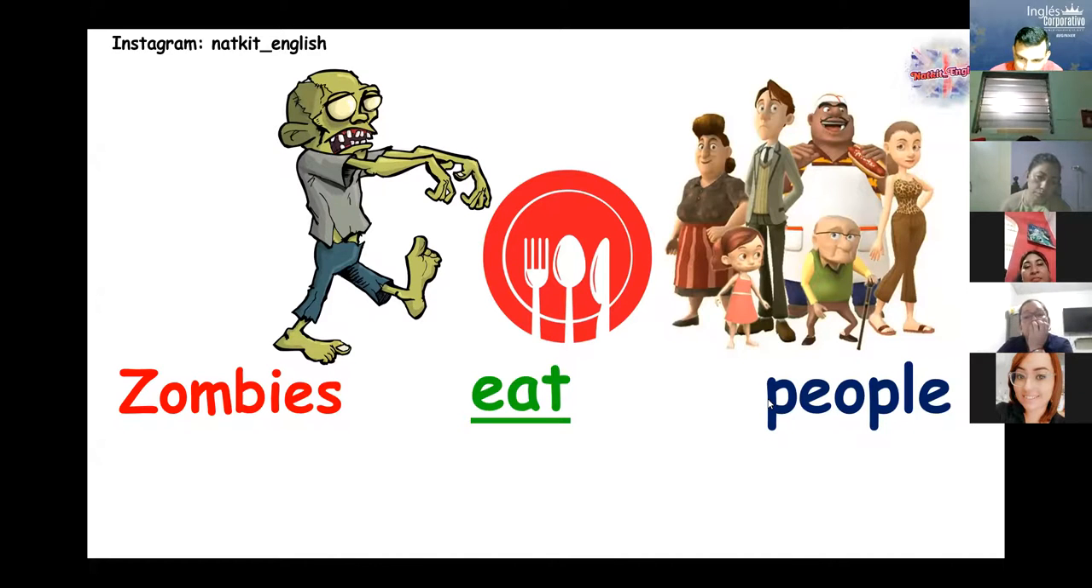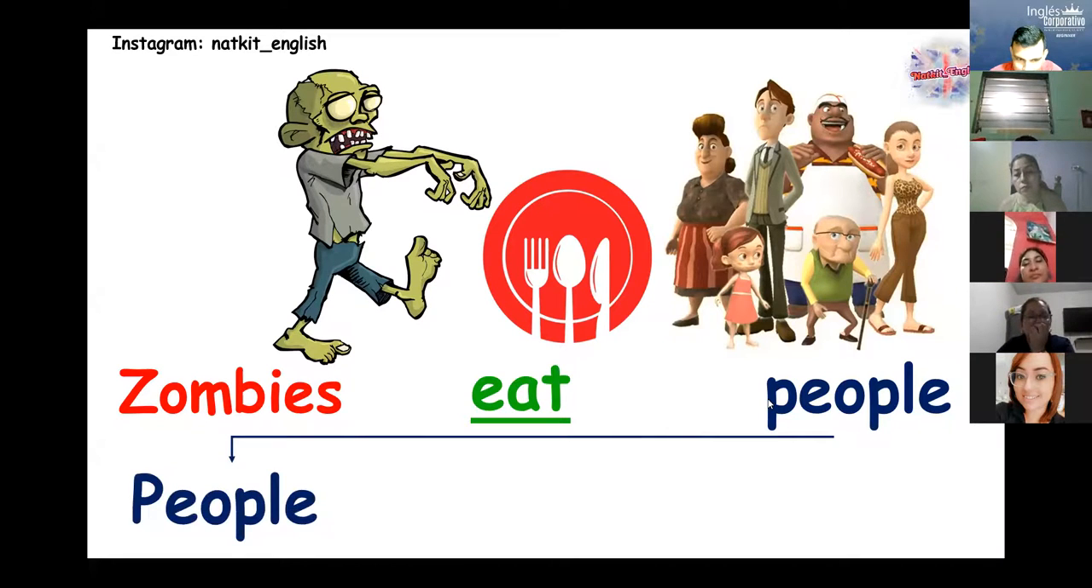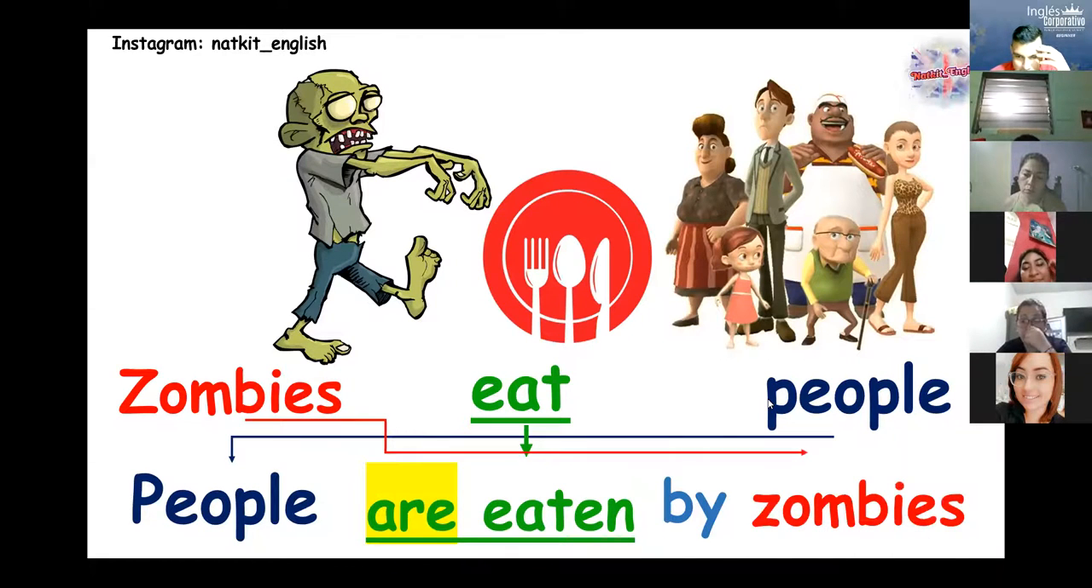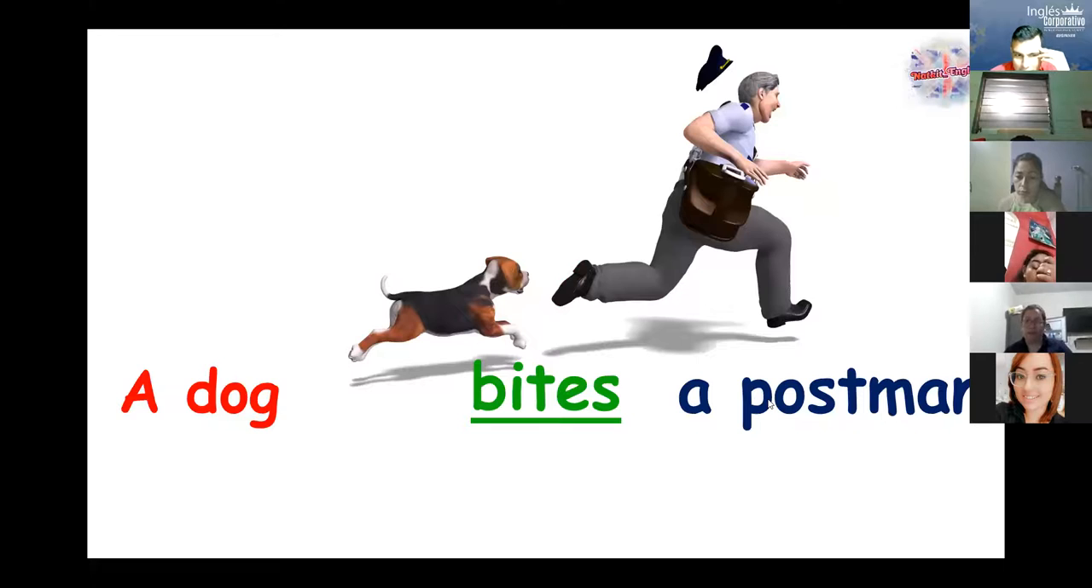Ahora vamos a decir que el objeto va a realizar la acción sobre el sujeto. Vamos a cambiar. People, ahora vamos a colocar el verb to be. ¿Cuál es el verb to be? The people. Es plural, por cierto. Are. Y el eating, que es el past participle. El objeto. Zombies. By zombies. Excellent.